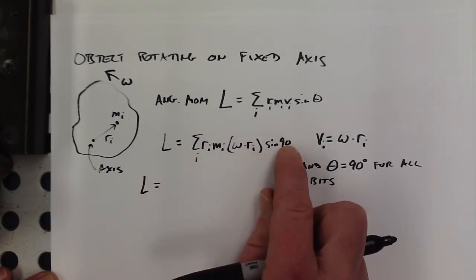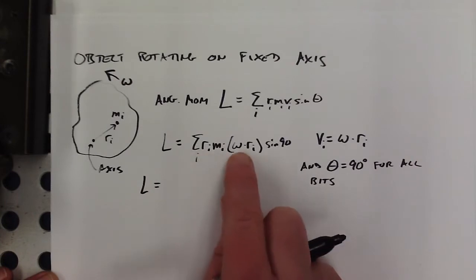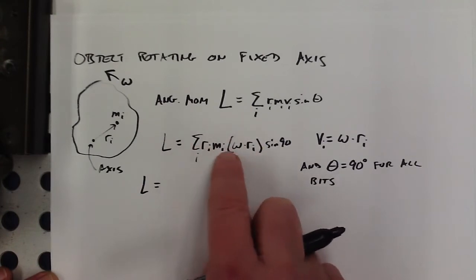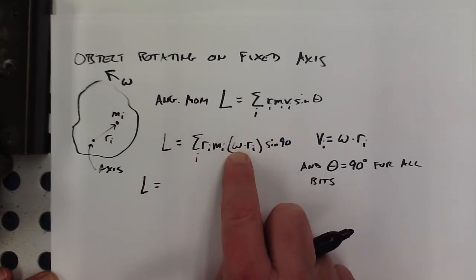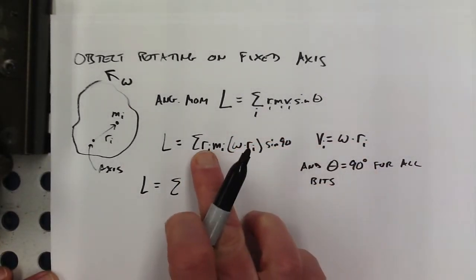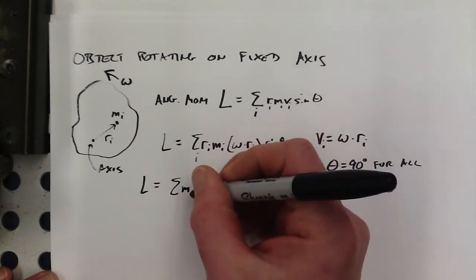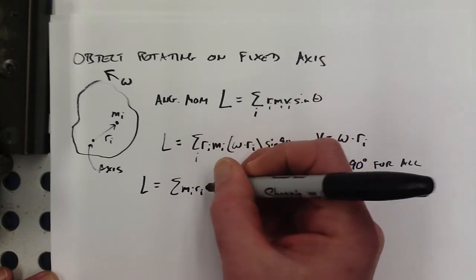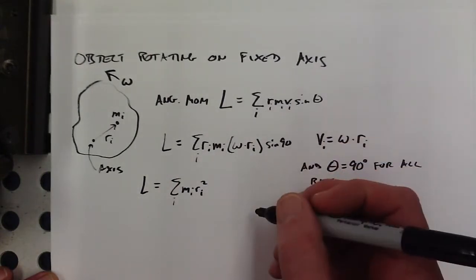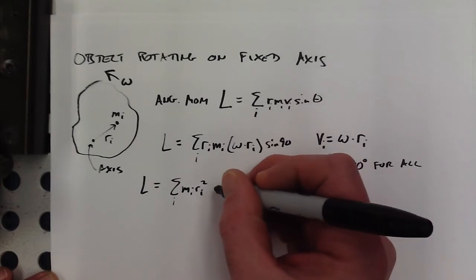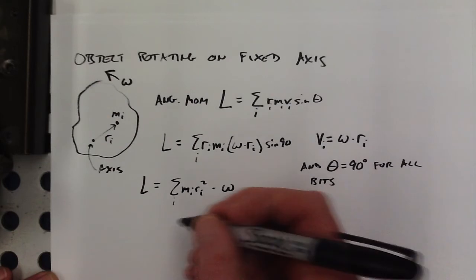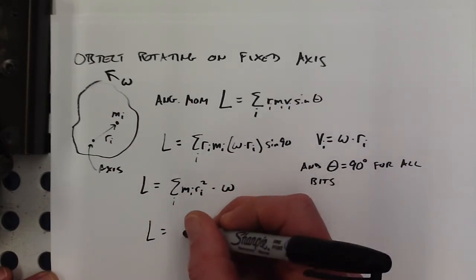So rearranging this, omega is the same for all these, so as I sum over all of these m's and r's, the omega is the same for all of them, so I can just factor that out. So I get the sum of all of the mr squareds, m sub I, r sub I squared, times omega. And of course, what's the sum of all the mr squareds for all the particles? That's rotational inertia, or moment of inertia.